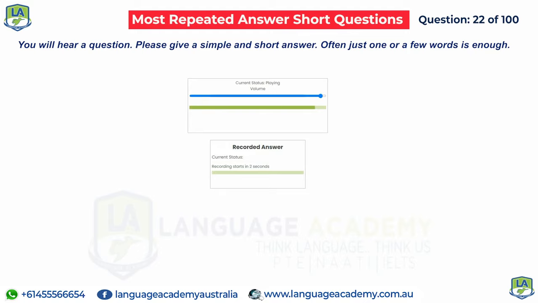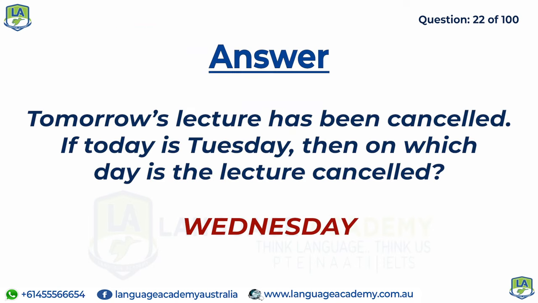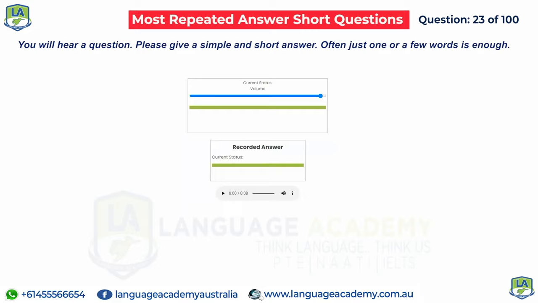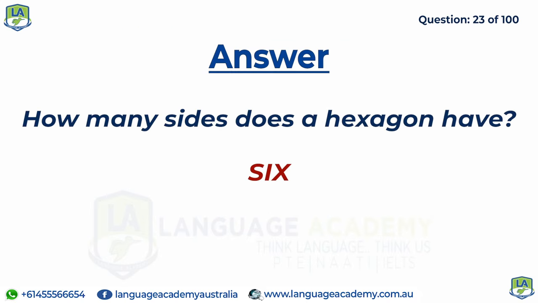Tomorrow's lecture has been cancelled. If today is Tuesday, then on which day is the lecture cancelled? Wednesday. How many sides does a hexagon have? 6.